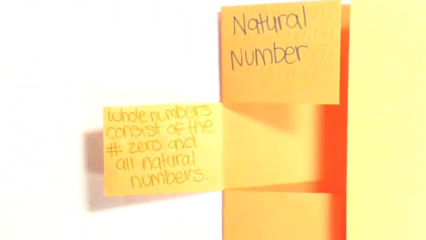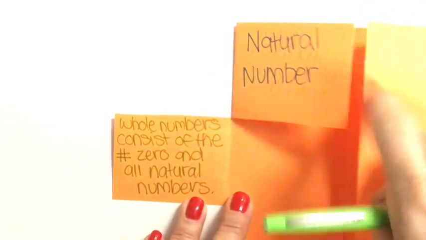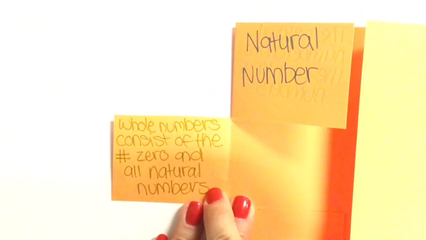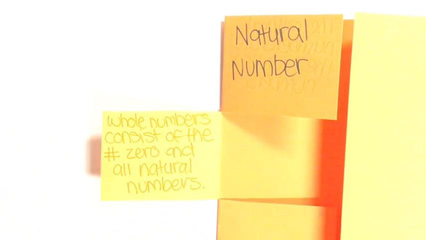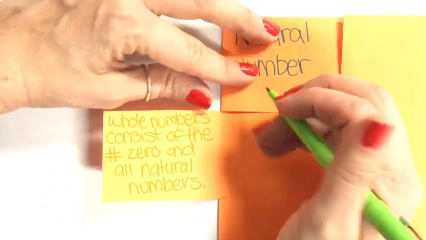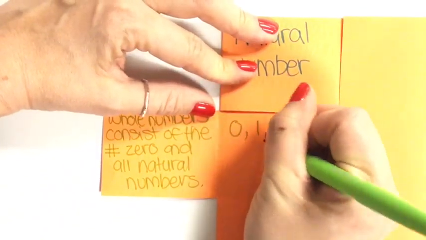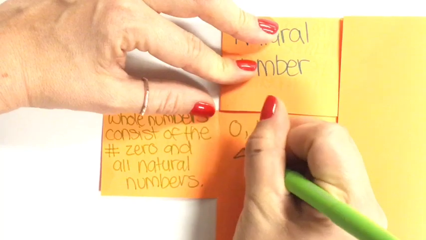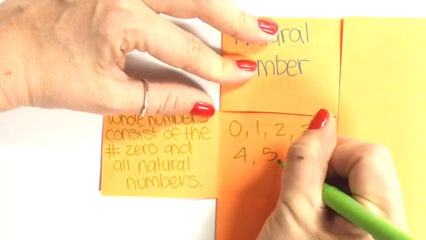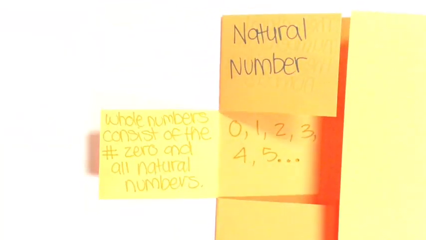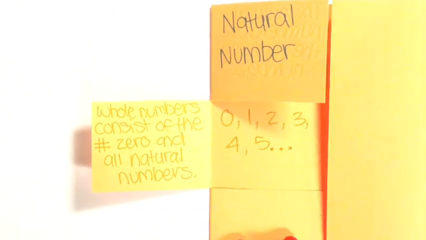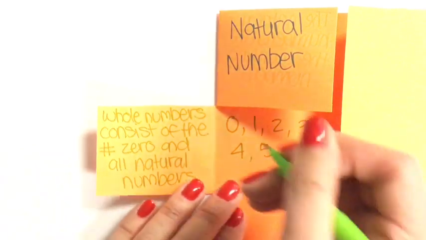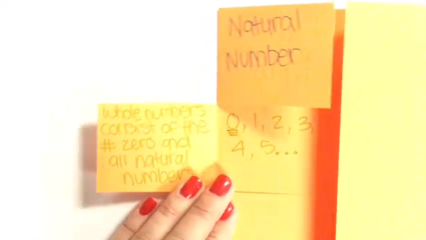So whole numbers are natural numbers, or I should say natural numbers are whole numbers. The only difference is that it also includes the number 0. So when we count, we don't say 0, 1, 2, 3, 4. But for a whole number, that is what a whole number is. So for our example, 0, 1, 2, 3, 4, 5. Those are our whole numbers. And if we were to keep counting, those would consistently be whole numbers as well. So they are natural numbers and whole numbers. The only difference is whole numbers includes the number 0.